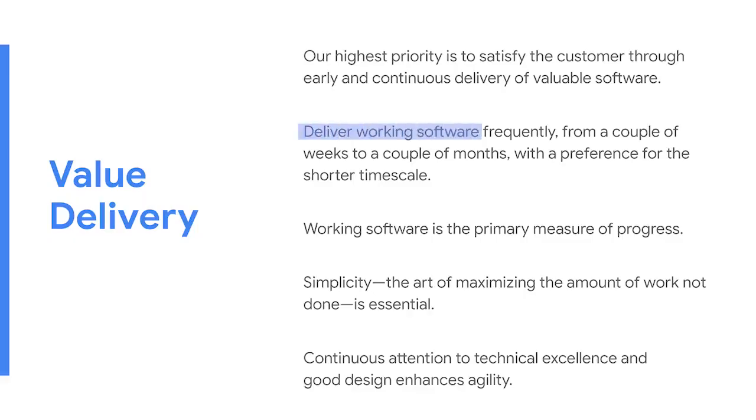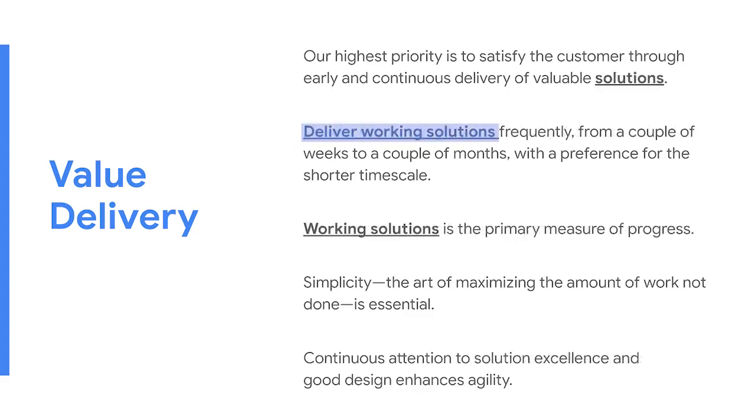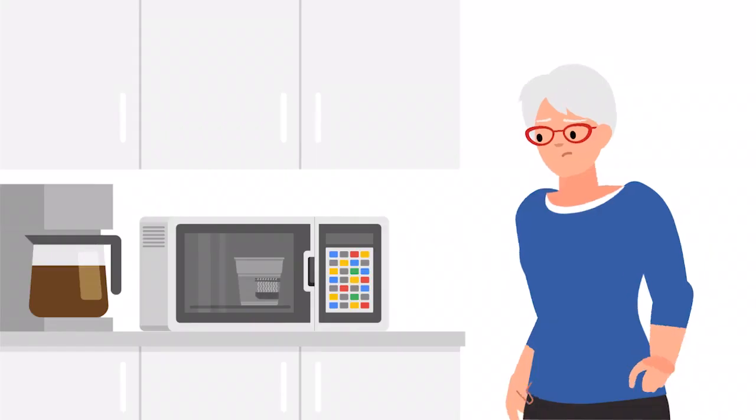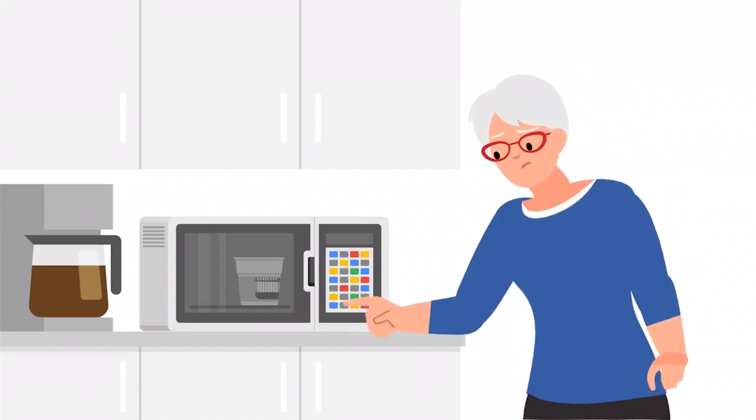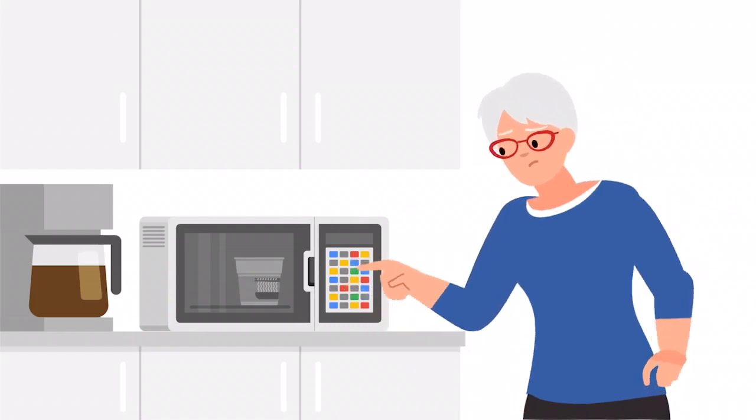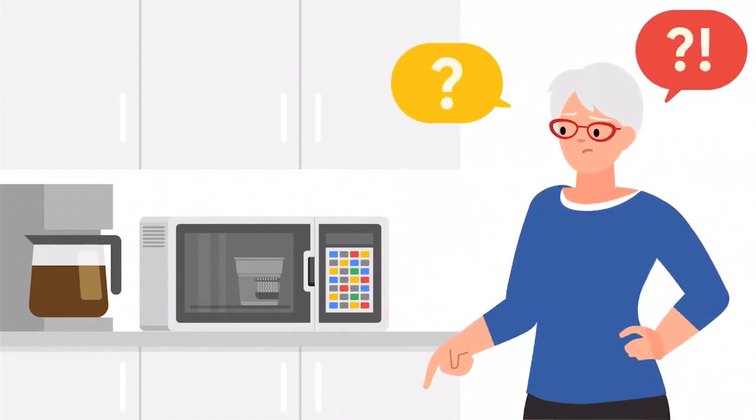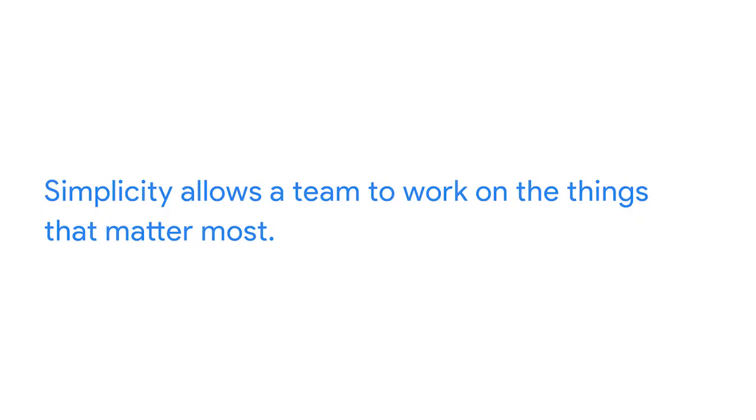These may look very software-oriented, but if you replace the word software with deliverables or solutions, these can apply to almost any project. For example, deliver working solutions frequently. See? The value theme is also about simplicity. How much time do you think it takes engineers to add all the buttons and features to products that ultimately end up confusing the user? Simplicity allows a team to focus and work on the things that matter the most.